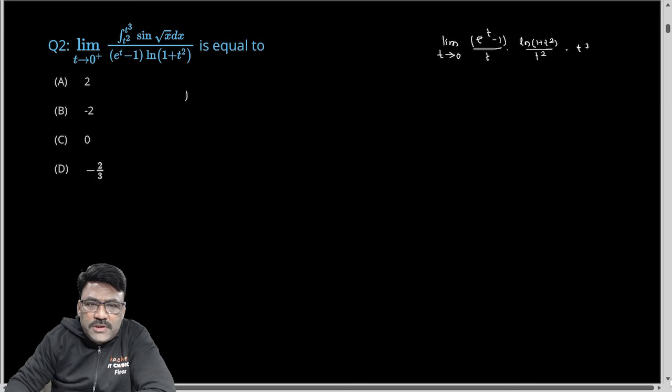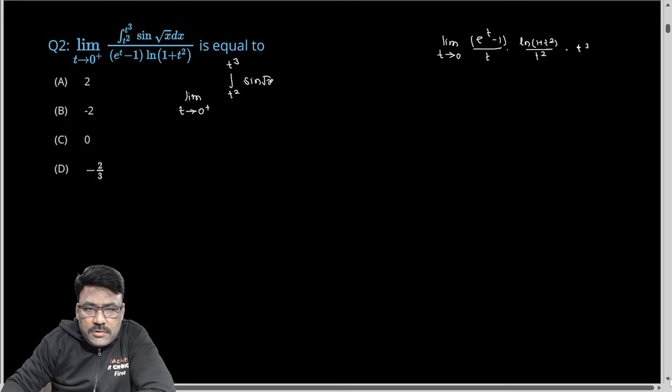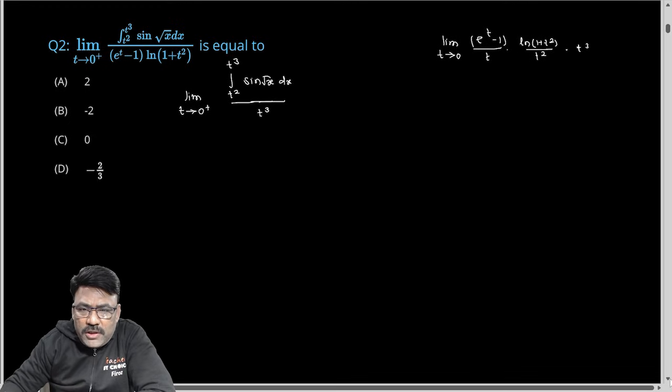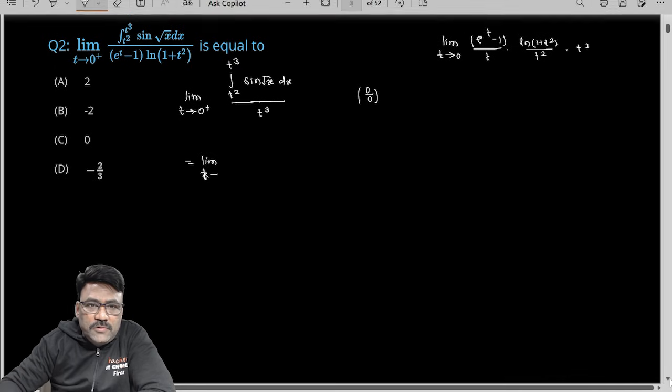And hence I can write this limit as limit t approaching to 0 plus, integral from t square to t cube of sine root x dx, divided by t cube. In fact, denominator is effectively t cube. Same, I have already shown here e raised to t minus 1 by t is 1, log 1 plus t square by t square is 1, effectively. And now it is 0 by 0 form. So I can use L'Hopital rule here. So if I use L'Hopital rule here, in fact it is t here, t is approaching to 0 plus.